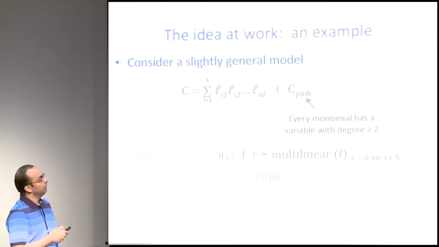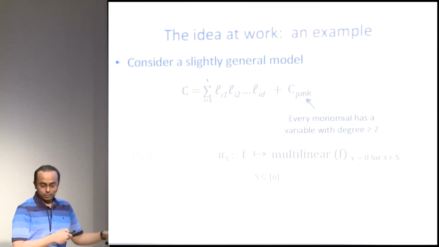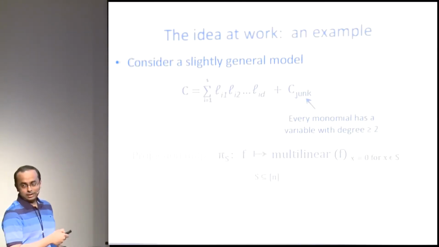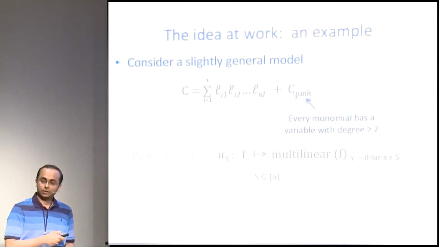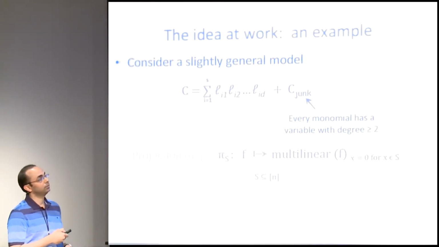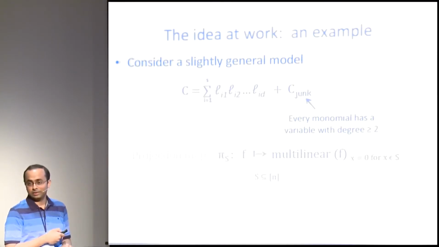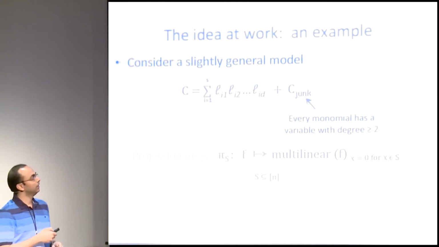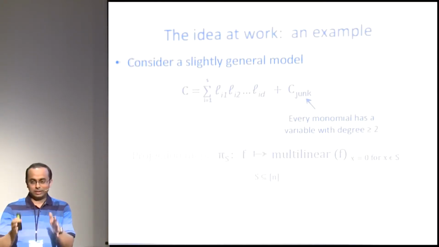Now, let's pause here for a moment. So this is how we split it up. And now I want to define a measure which can kill this junk part off. And this junk part is non-multilinear. Every monomial here will have a variable with degree greater than 2. So it's totally non-multilinear. Why not just use a simple projection which just looks at multilinear monomials, right?